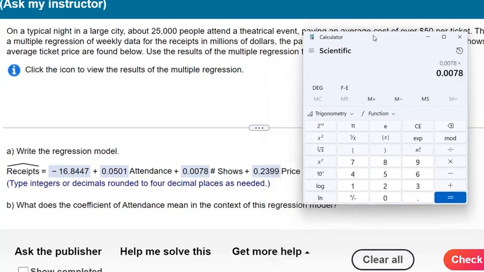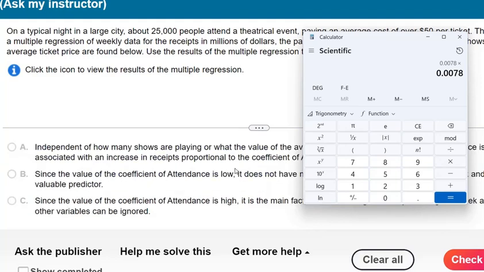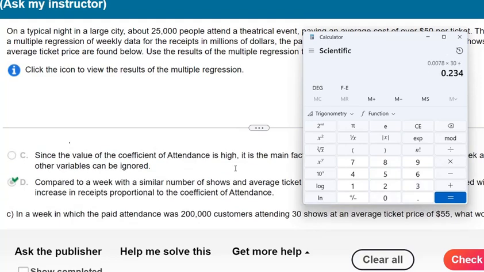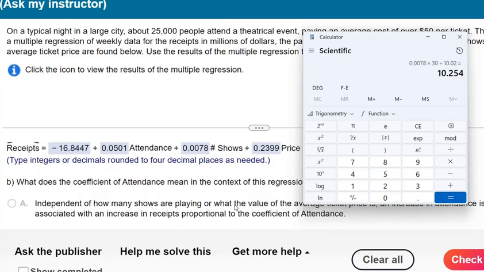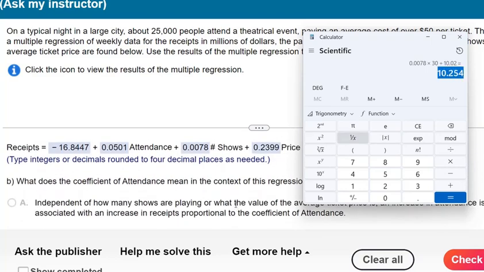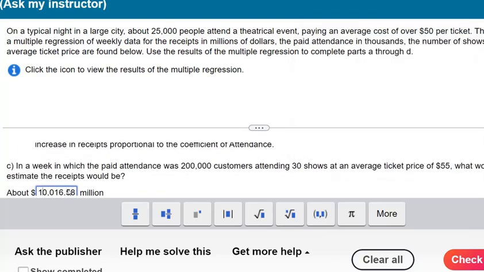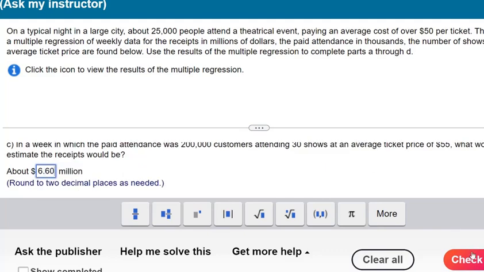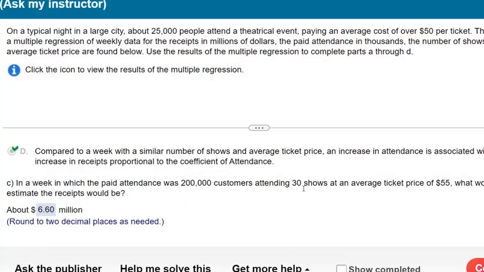So 0.0501 times 200, then 0.0078 times 30 shows. And then the price. I remember that, 0.2399 times 55. Add that. Then subtract the intercept. 6.60. There we go.